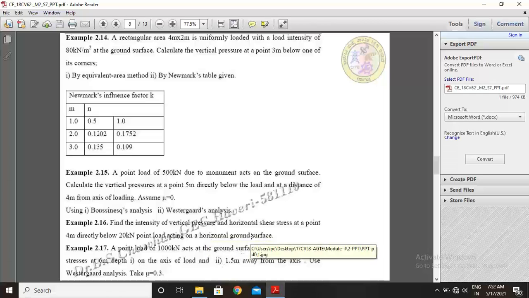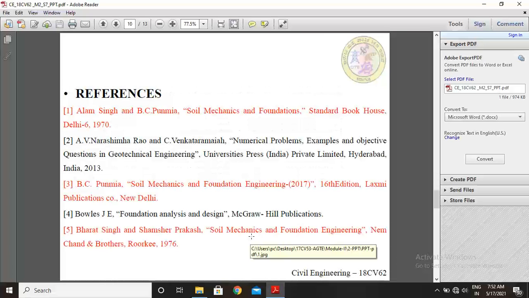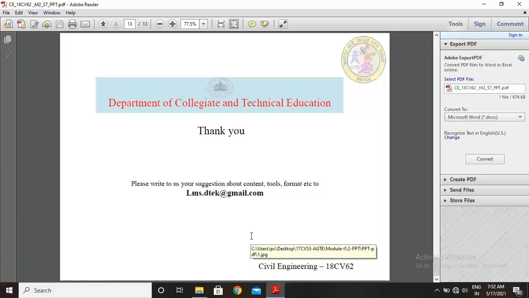These are the types of problems explained in today's session. These are the references used in today's session, from different textbooks, IS codes and journals. Thank you one and all. I will continue in the next class.